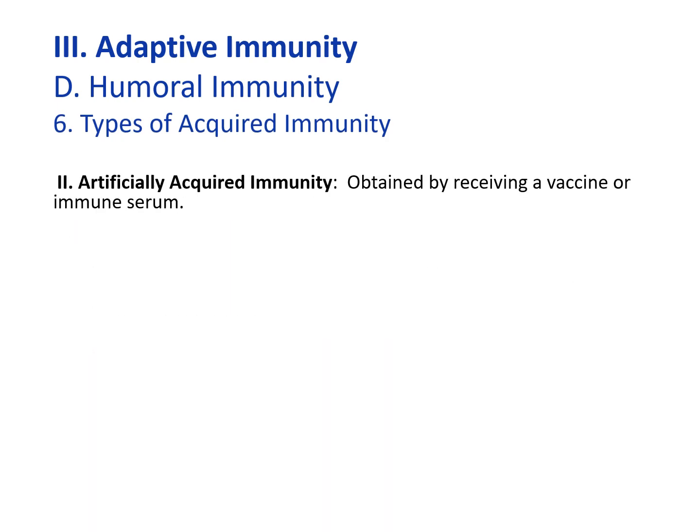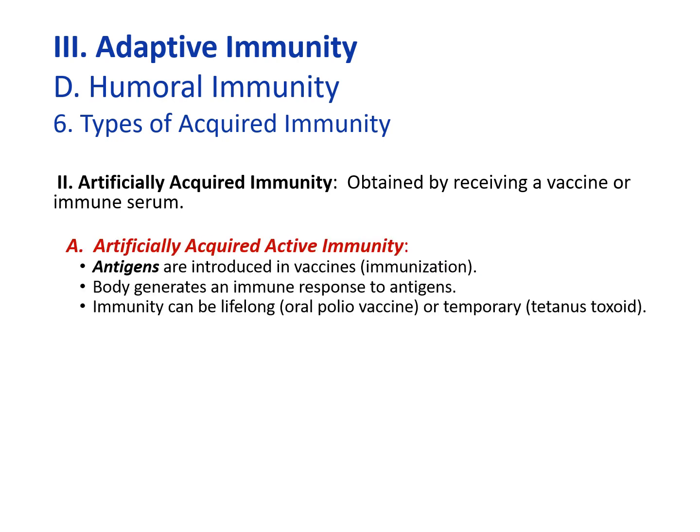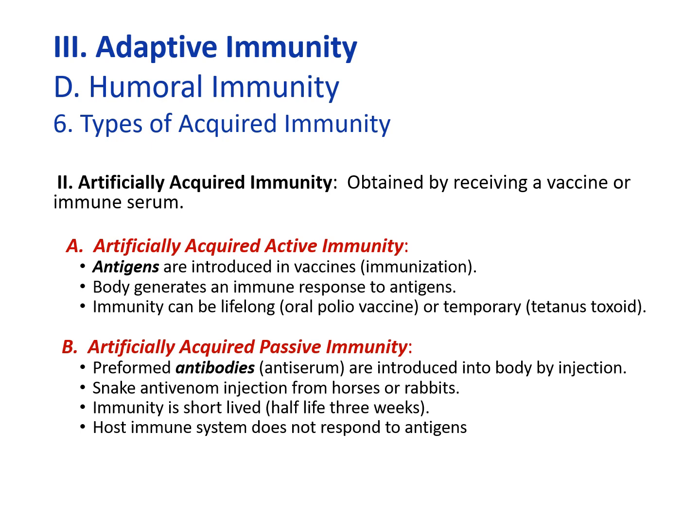In artificially acquired immunity, we have artificially acquired active immunity, where the body still generates an immune response to antigens, but the antigens were introduced artificially. An example is your immunization. Immunity can be lifelong, like in polio, or it can be temporary, just like in tetanus toxoid. And then you have your artificially acquired passive immunity.